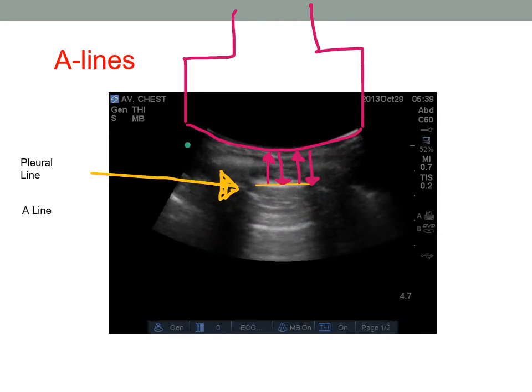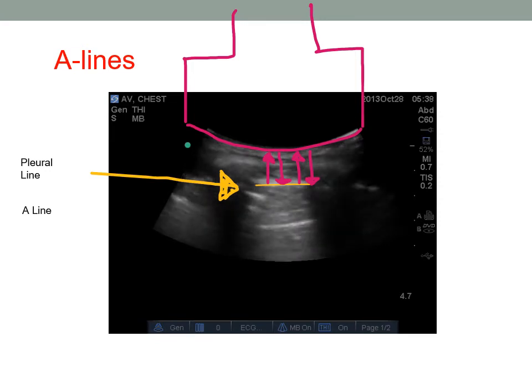And if you can't see lung sliding, there's a lot of causes. If the patient holds their breath, there won't be any lung sliding. If there's a pneumothorax, there won't be any. On ICU, if the tube is down the right main bronchus, then the left lung won't be moving up and down and you won't see lung sliding.